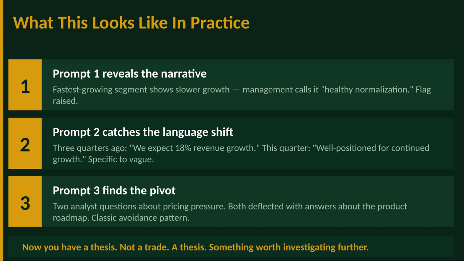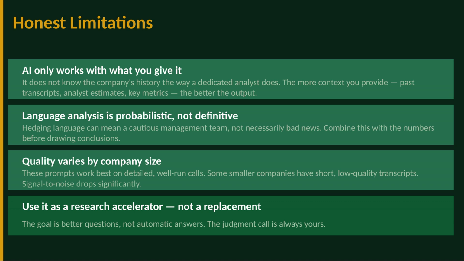A few honest limitations before you run with this. First, AI doesn't know the company's history the way a dedicated analyst does. It can only work with what you give it. The more context you provide, past transcripts, analyst estimates, key metrics, the better the output. Second, language analysis is probabilistic, not definitive. Hedging language can mean a cautious management team. Not necessarily bad news. You need to combine this with the numbers.